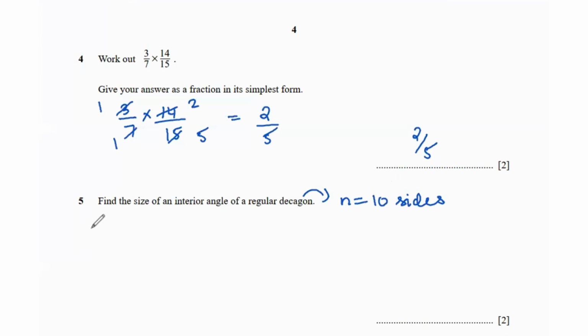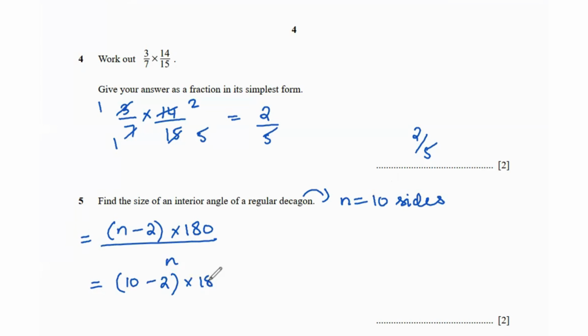So for this, you need to know the formula. The formula is n minus 2 times 180 over n. So that's going to be 10 minus 2 times 180 divided by 10. Now we know 10 minus 2 is 8. So 8 times 180 over 10.